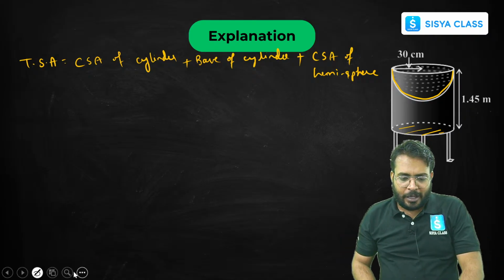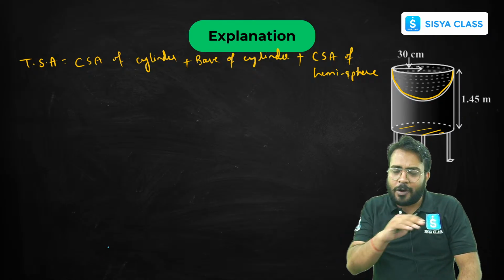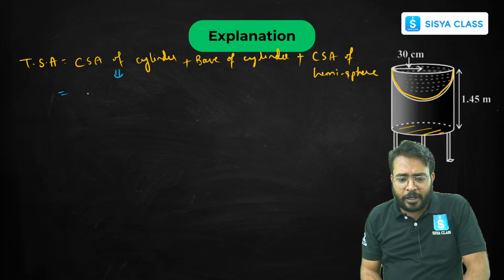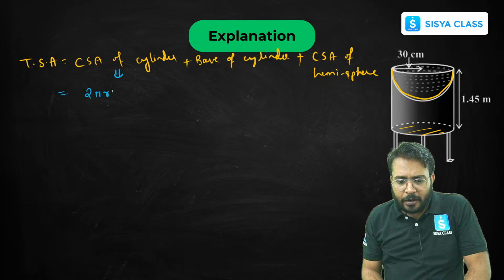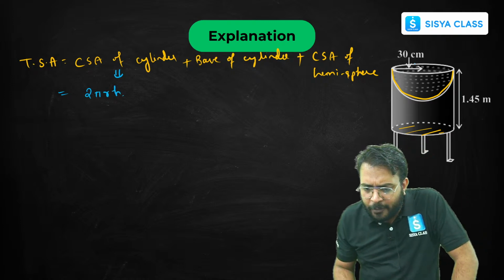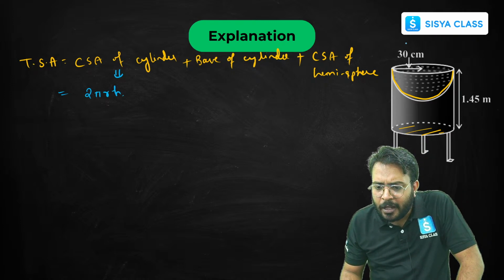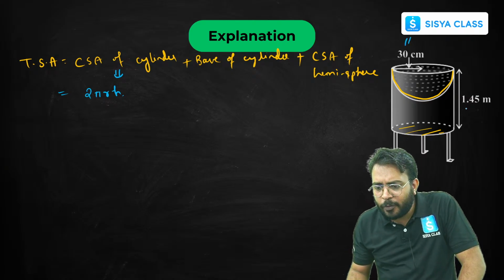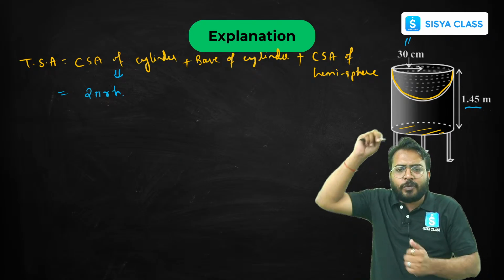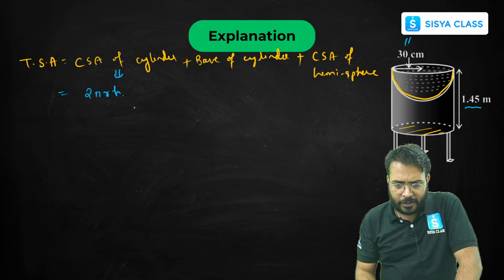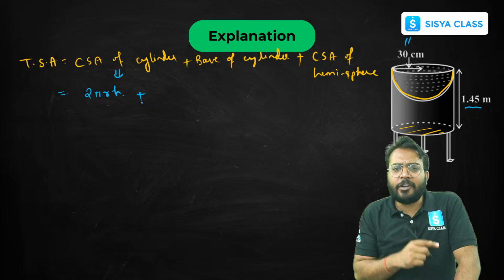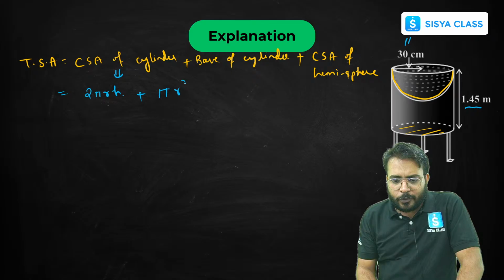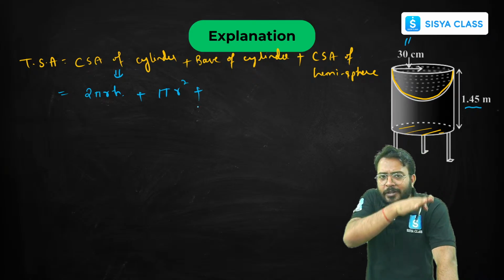All right, fine. If you are able to think this much, that means you are in a very good condition. All right, okay. So curved surface area of your cylinder. What is the curved surface area of your cylinder, beta? 2 pi r into h. Acha, what dimensions have they given? The radius is what, beta? Radius is 30 centimeter. That means you can take it as 0.3 meter, okay. And this is what, beta? 1.45 meter. Height is given as 1.45 meter. Okay, fine. All right. Plus, what is going to be the area of my base? Area of the base of your cylinder is going to be pi r square, na? Pi into r square. Plus, what is going to be the curved surface area of your hemisphere?